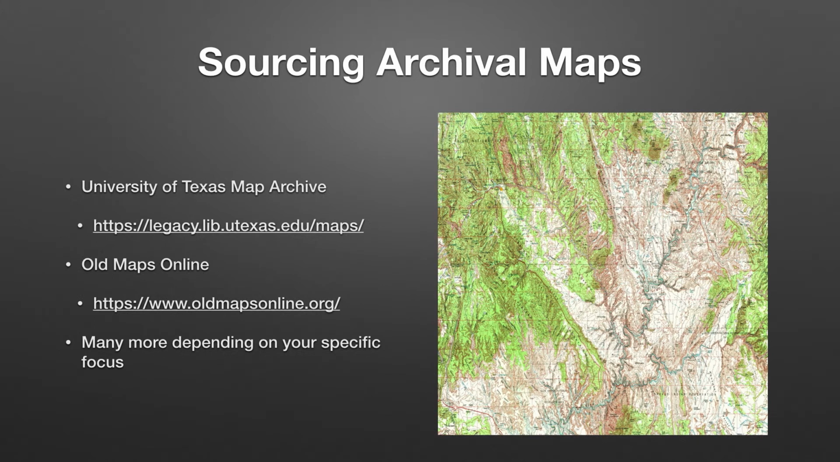So we'll move on and talk about sourcing our archival maps. Two of my favorite sources for archival maps are the University of Texas Map Archive and then oldmapsonline.org. Oldmapsonline.org is awesome because it uses a map interface to find your maps. So you can go to certain areas and it will show you what archival maps exist for that area. But there's lots of places to find archival maps. These are just a couple that I really like, and they'll definitely get you started. There's enough here to really dig into something.